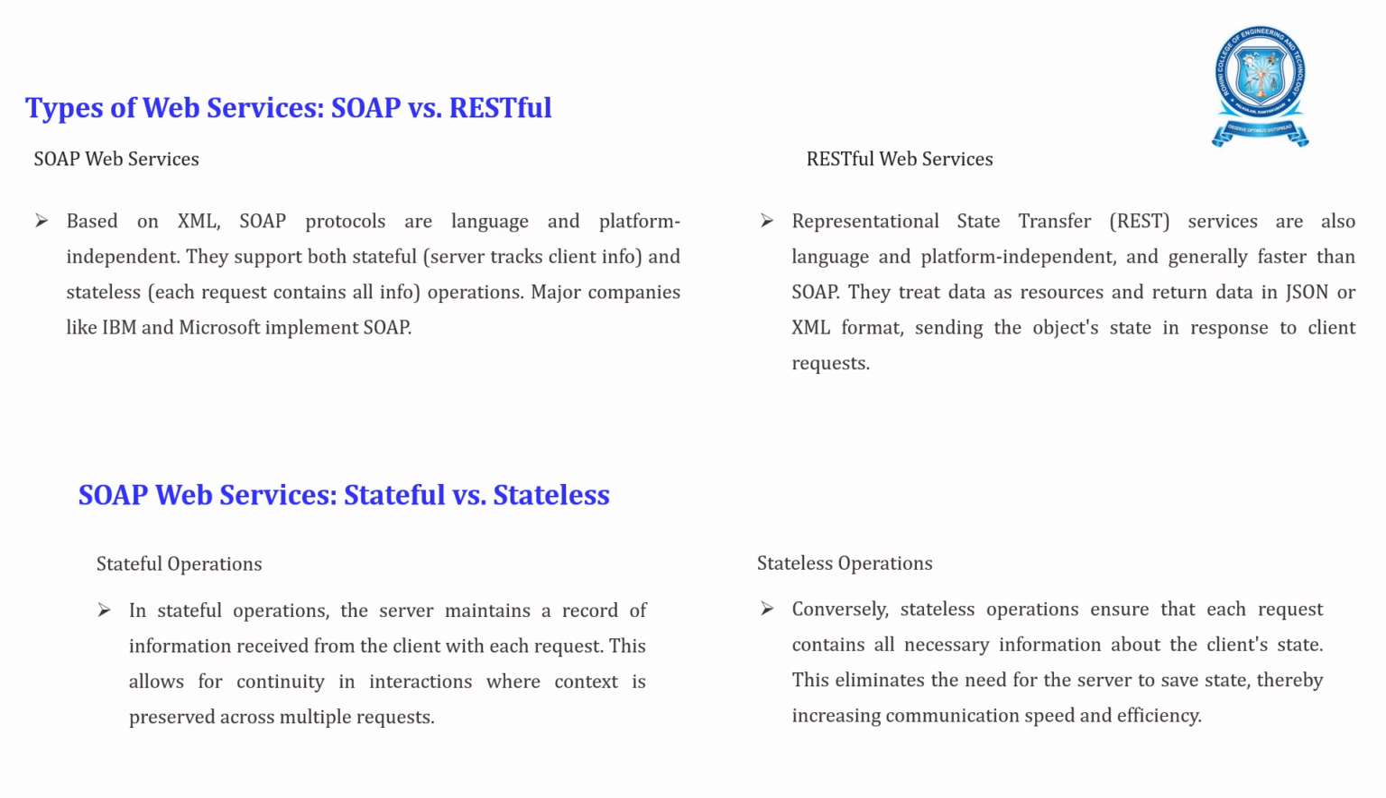Types of web services: SOAP and RESTful. SOAP web services are based on XML; SOAP protocols are language and platform independent. They support both stateful and stateless operations. Major companies like IBM and Microsoft implement SOAP operations. RESTful web services, Representational State Transfer services, are also language and platform independent and generally faster than SOAP. They treat data as resources and return data in JavaScript or XML format, sending the object state in response to client requests.